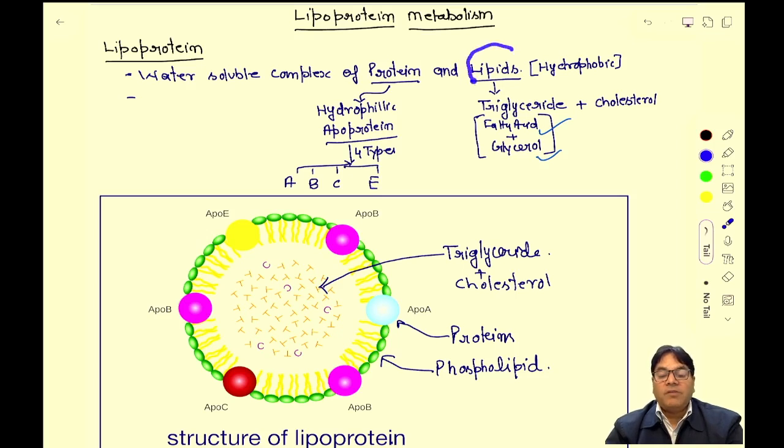The lipid, which are hydrophobic, are actually triglycerides and cholesterol. The triglycerides are made up of fatty acids when they combine with glycerol. So the triglycerides and cholesterol, they are the main lipid components in the lipoproteins. So when this lipid combines with the proteins, it gives rise to lipoproteins. The lipoproteins are the dietary components of our food.